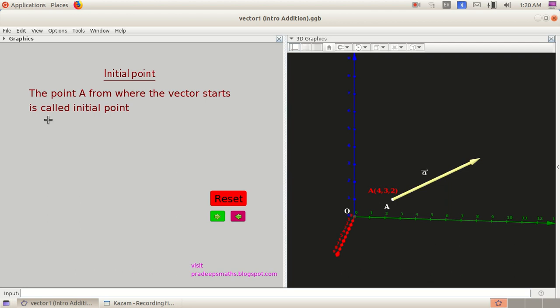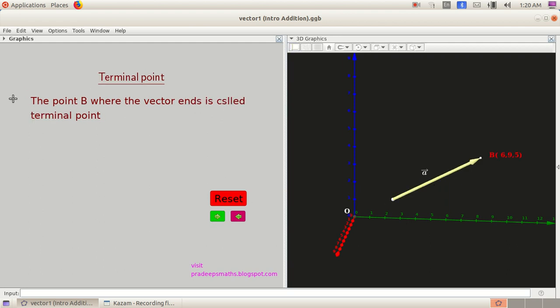Initial point. A point A from where the vector starts is called the initial point. Here, this point A is the point where this vector starts. Therefore, this is the initial point of this vector A. Terminal point means a point B where the vector ends is called the terminal point of this vector. Here, this is the point where this vector ends. Therefore, this is the terminal point of this vector A.